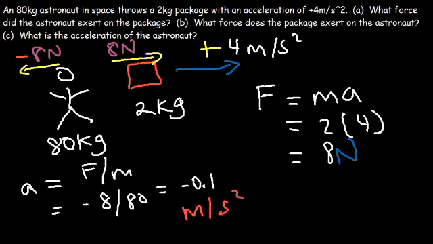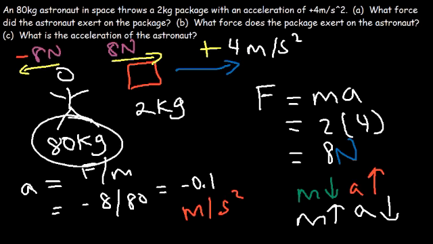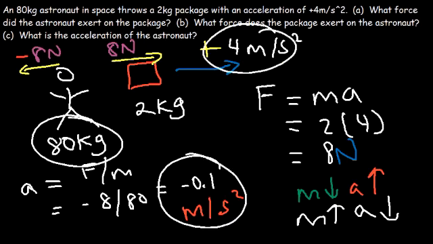As you can see, the object with less mass has a larger acceleration whenever the force is constant, which it is. These two forces are the same according to Newton's third law. Now, the object with a larger mass experiences a much smaller acceleration. The 80-kilogram person has more mass than the 2-kilogram package. And so the acceleration of the 80-kilogram person is much less than the acceleration of the package. 0.1 is much less than 4.